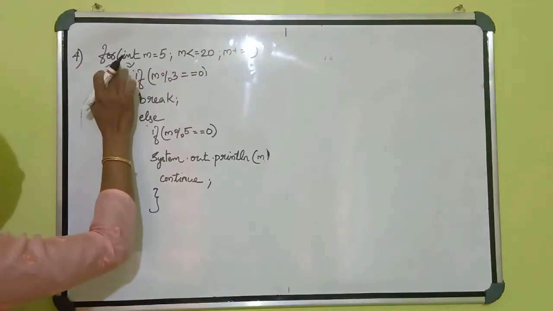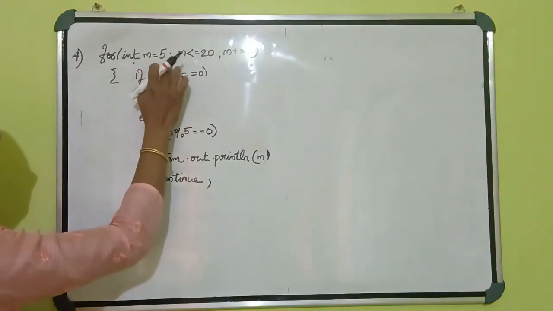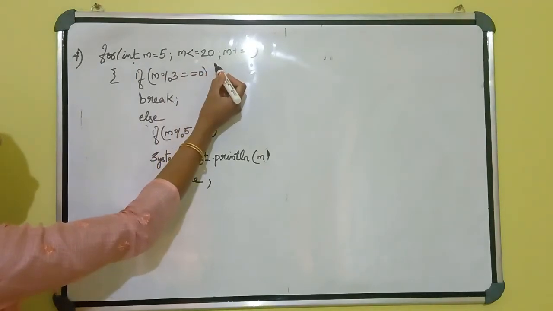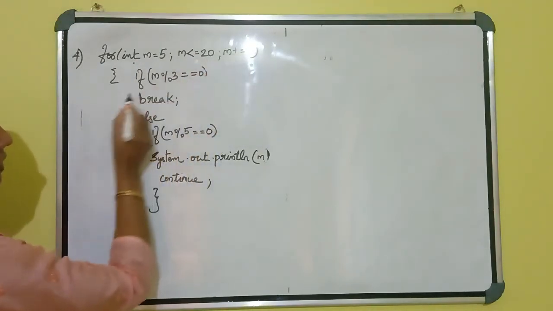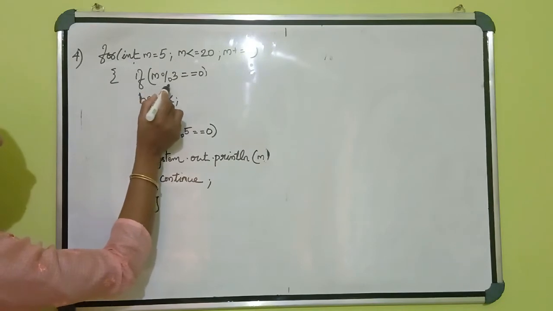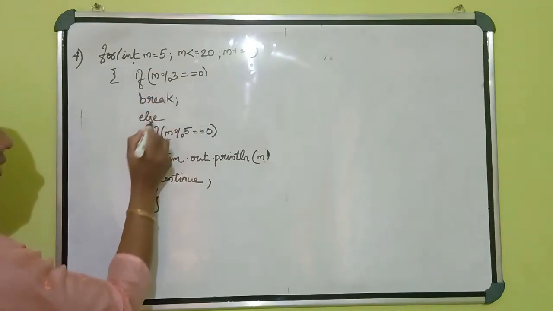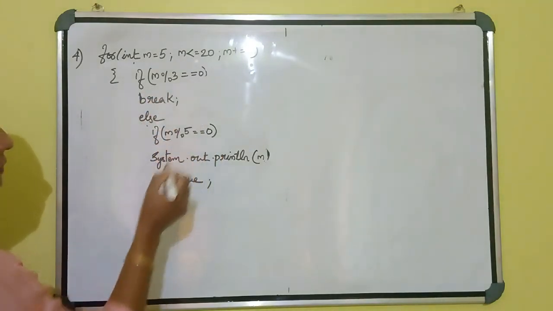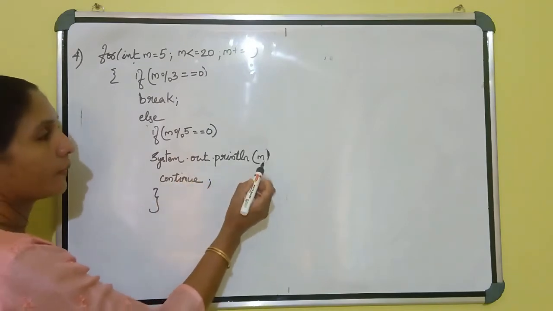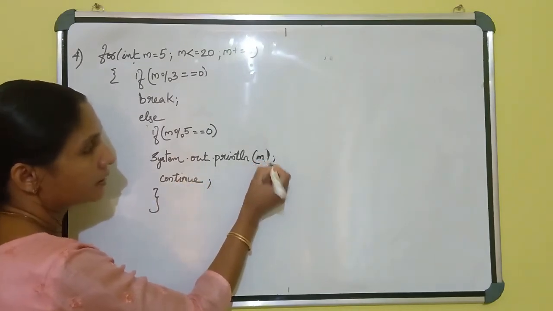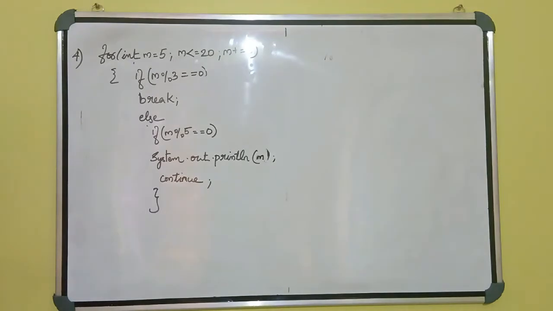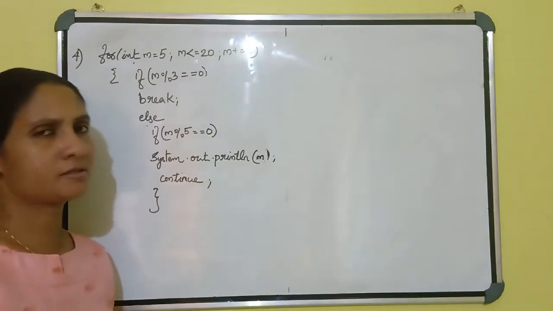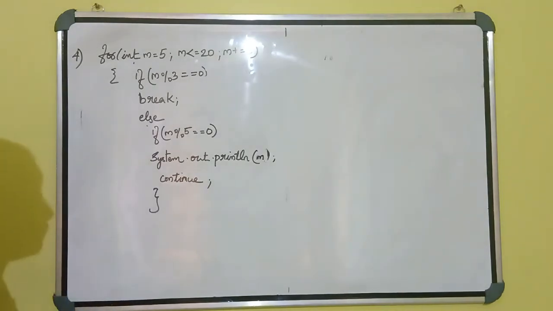Fourth question: for (m = 5; m <= 20; m += 5) within curly brackets, if (m % 3 == 0) break; else if (m % 5 == 0) System.out.println(m); continue. Okay, it's a new type of question, but it's also very simple. How can you do this one?